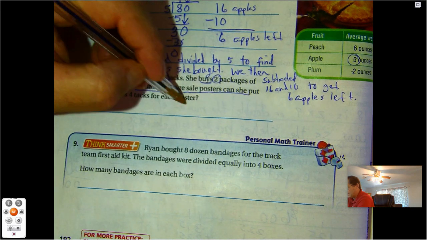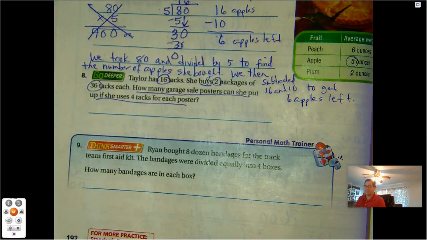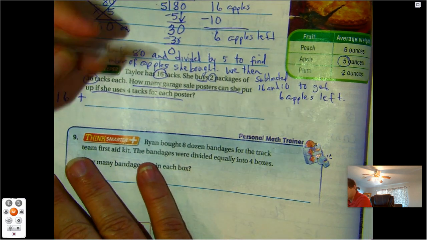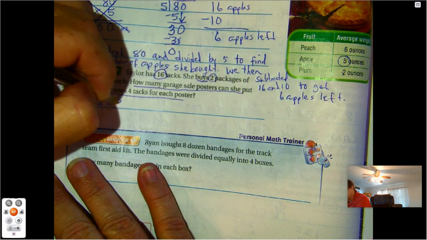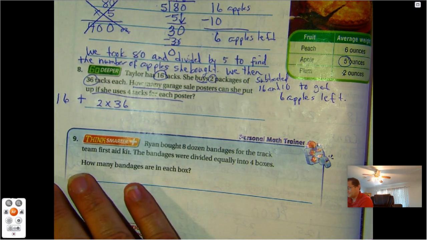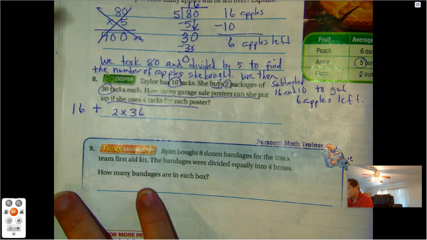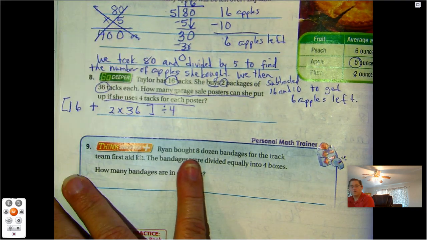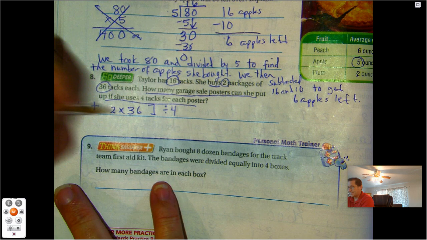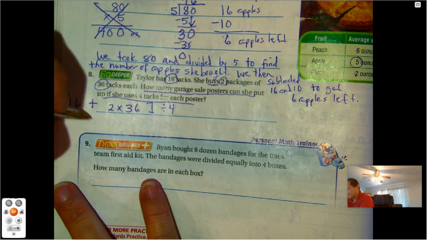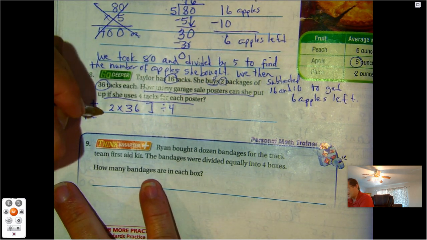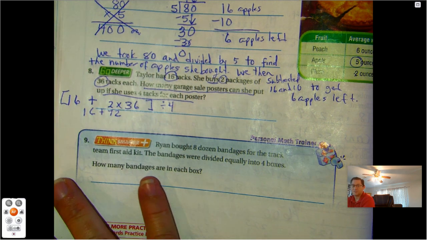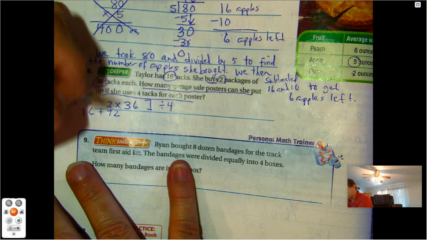So we're going to go 16 plus what she bought, 2 times 36. Okay. And then we're going to take that total and divide by 4. So this is going to tell me how many tacks she bought. She had 16 plus 72. 36 plus 36 is 72. Gives me a total of 88 tacks. Divide by 4.